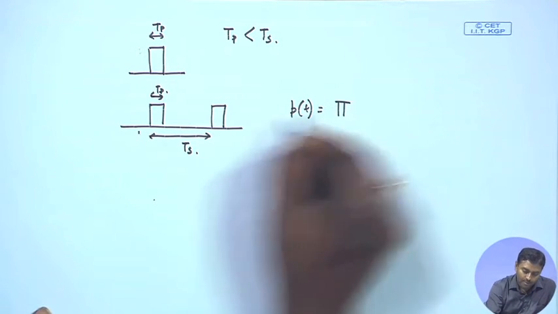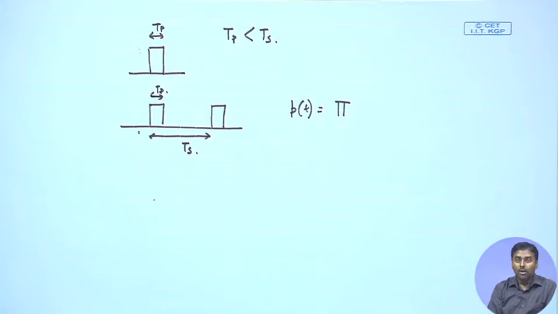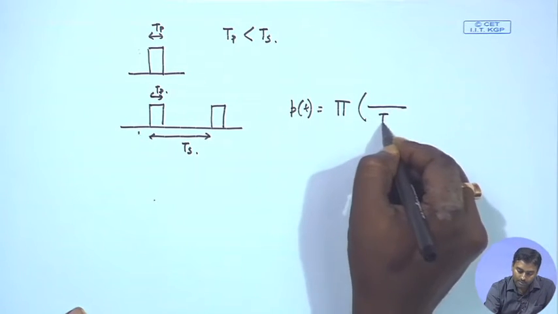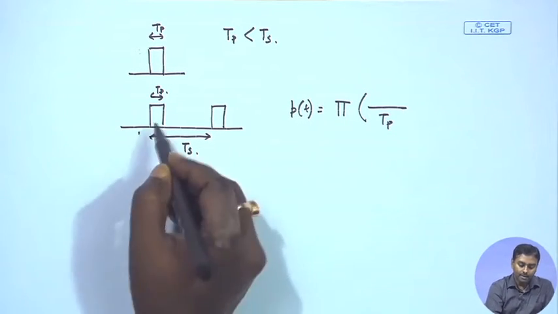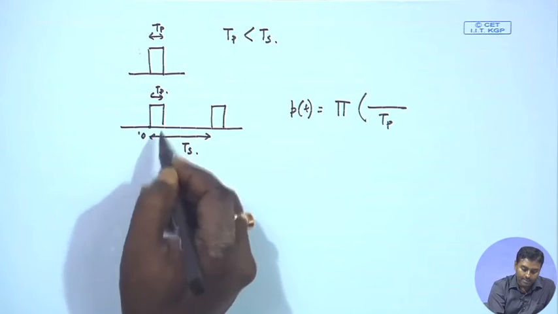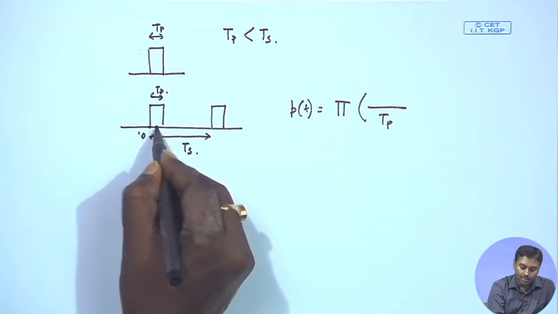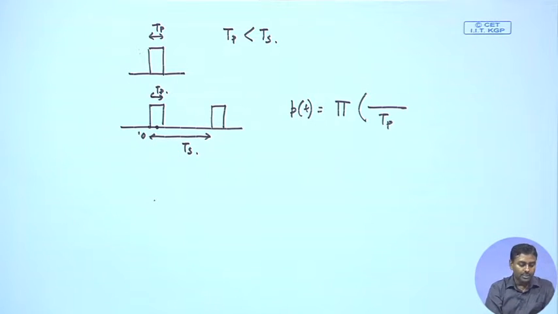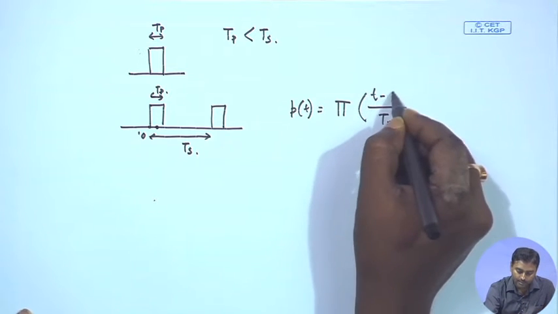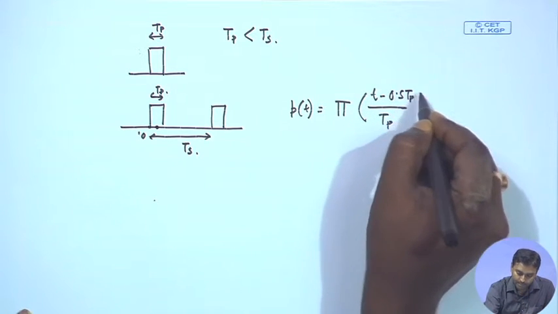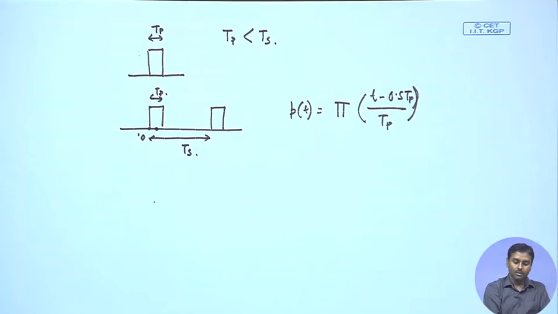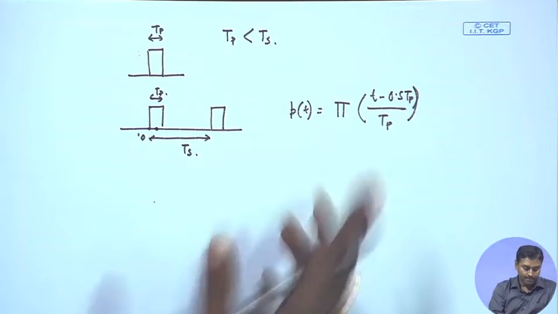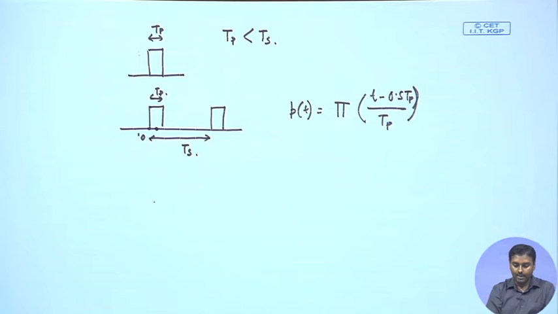So then what is the corresponding P t? That is actually a box function of duration T p. Because I take this as 0, the box function has its central point shifted by 0.5 T p, so I can write this as t minus 0.5 T p. So, this is my P t, fine.